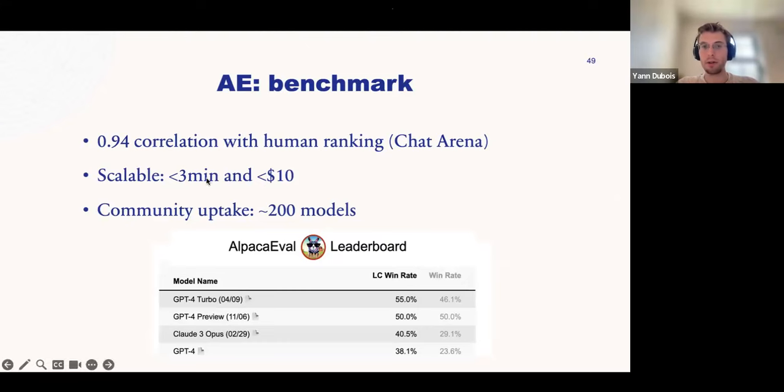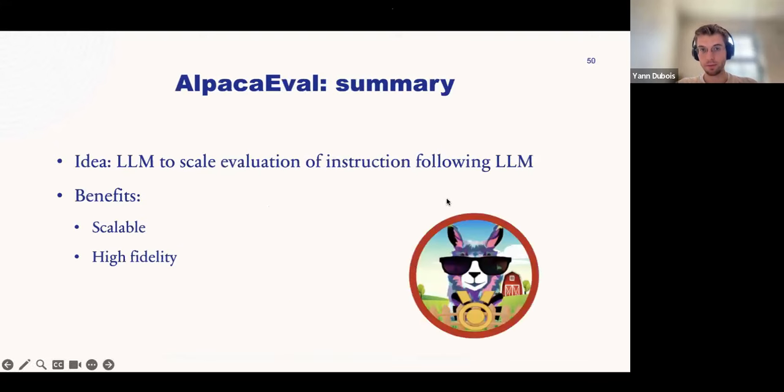And it's much more scalable. It takes less than $10 and 3 minutes to actually run this benchmark. And it had a decent amount of community uptake. So we already have kind of 200 models from the community that were submitted on the benchmark.